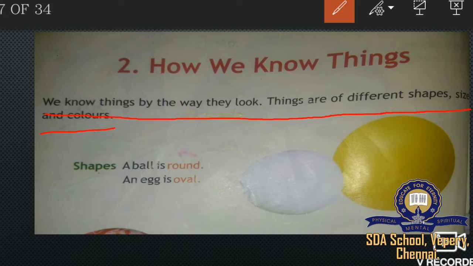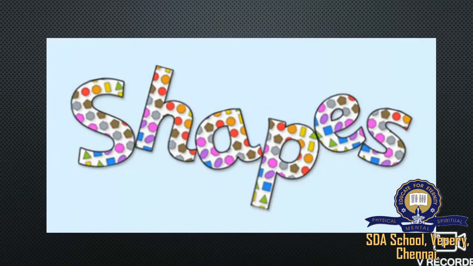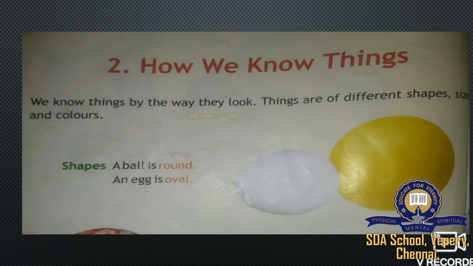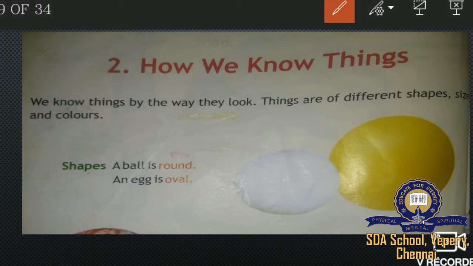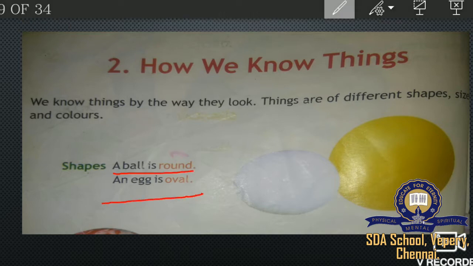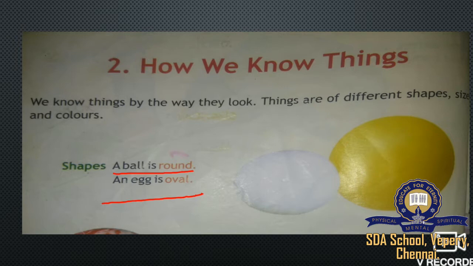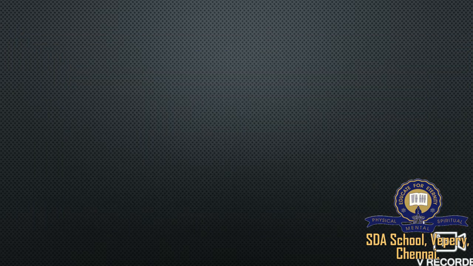We can know things by different shapes, color and size. First we learnt about shapes. What example did we learn? We learnt a ball is round, an egg is oval. These two are the examples we learned. Shall we go to the next content?